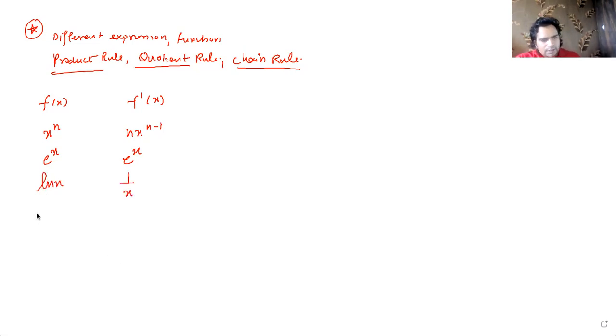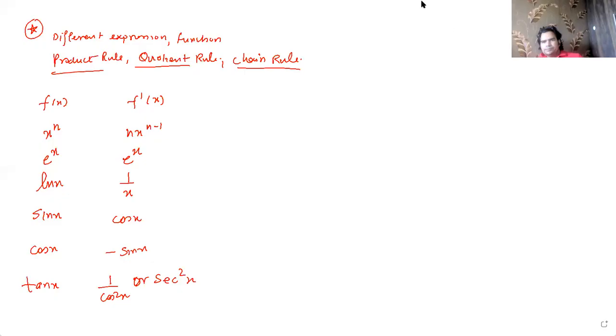Then the derivative of sine x is cos x. The derivative of cos x is negative sine x. And the derivative of tan x is 1 over cos squared x, which you can remember, or sec squared x. So these are the basic functions that you need to study the derivative for.